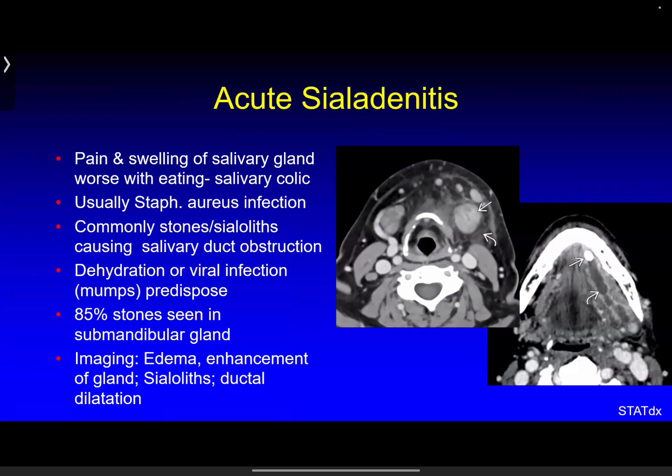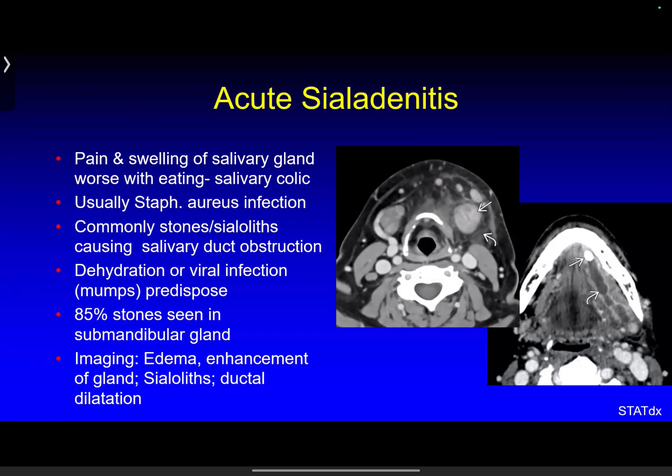Acute sialadenitis, or inflammation of the salivary glands, usually presents with salivary colic, which is pain and swelling of the salivary gland, which is worse with eating or even the thought of eating. And it's usually staph infection that causes it. And usually you'll have stones or sialoliths causing salivary duct obstruction, which predisposes to inflammation of the gland. But this could happen without any stones in patients who have dehydration or viral infections such as mumps.